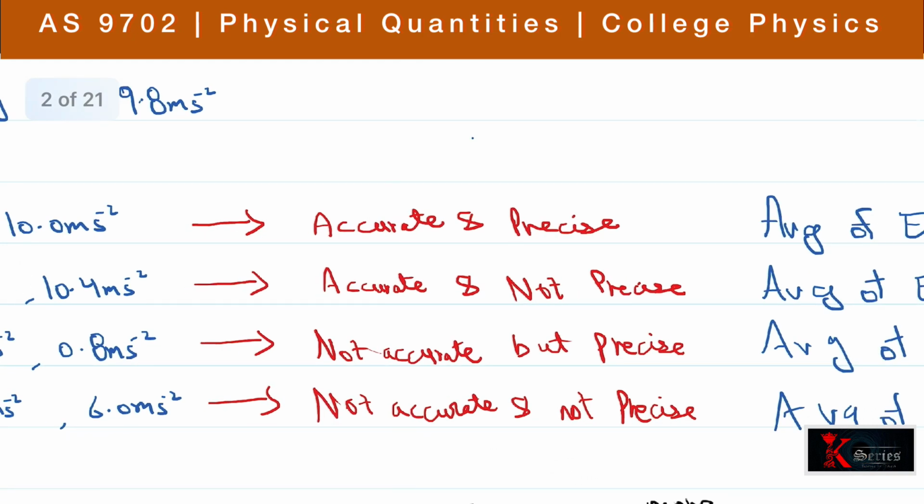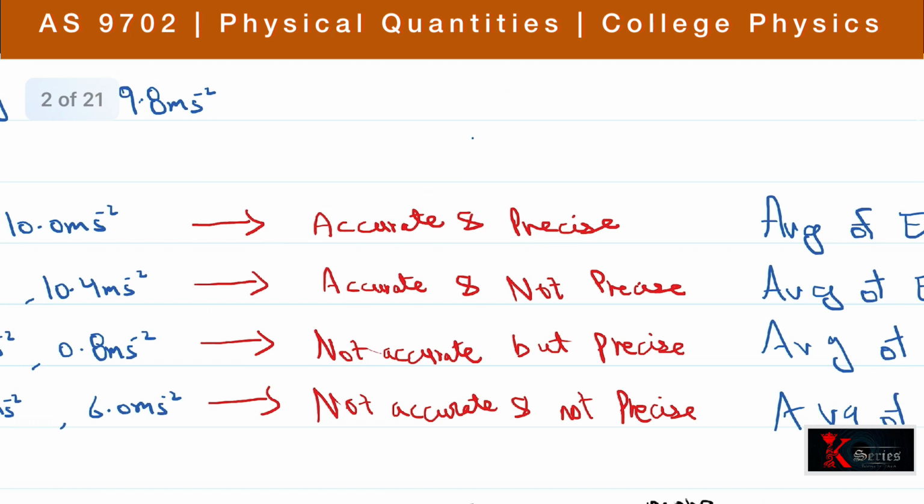And how do we check for its precision? We look at the spread of distribution. Since 9.6 to 10 is a narrow spread, we can confirm that experiment 1 is precise as well. So experiment 1 is both precise and accurate.